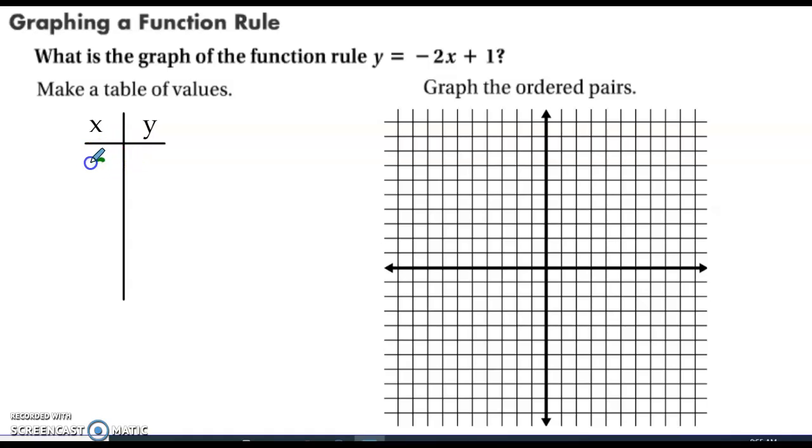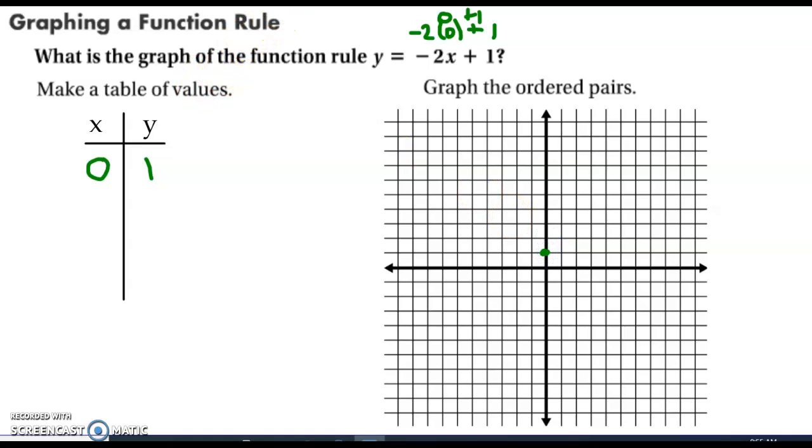So let's just start with 0. 0 is a nice number to plug in. So when I plug in 0, then I'm doing negative 2 times 0 plus 1. Well, negative 2 times 0 is 0, and 0 plus 1 is 1. So when x is 0, y is 1. I can graph that point, 0, 1.